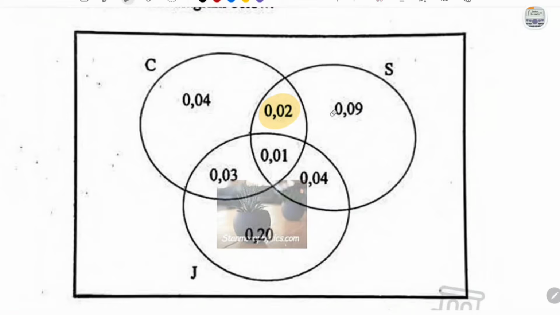What about this one? How many items did a child buy here? That's 1 item because you see that that's only sandwich. There's no intersection here. They bought 1 item. What about here? That's 2 items. That's the intersection of chocolate and juice. Okay, so that will be 2 items.